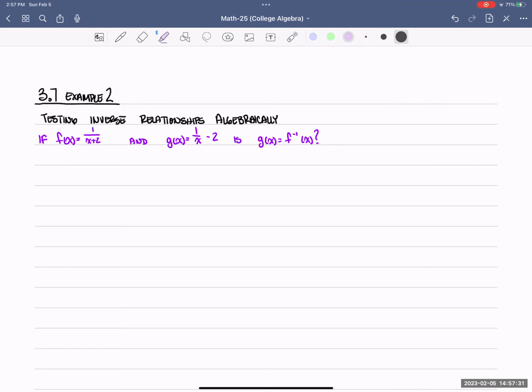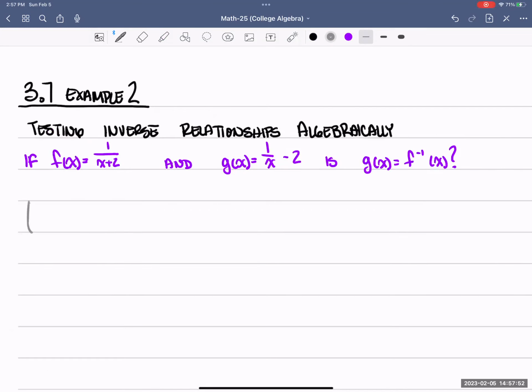One way to test this is to see if the composition of the two functions is equal to x. We have to test both sides. So let's give it a try. Let's find f of g of x first.